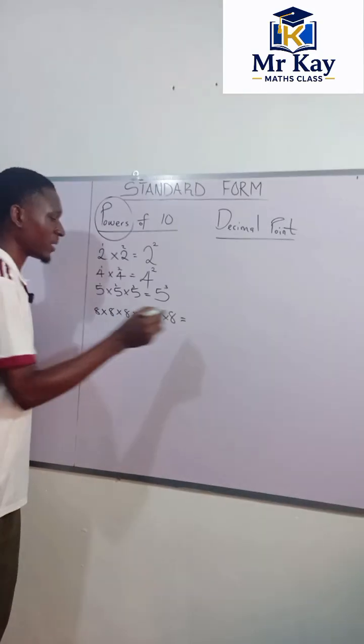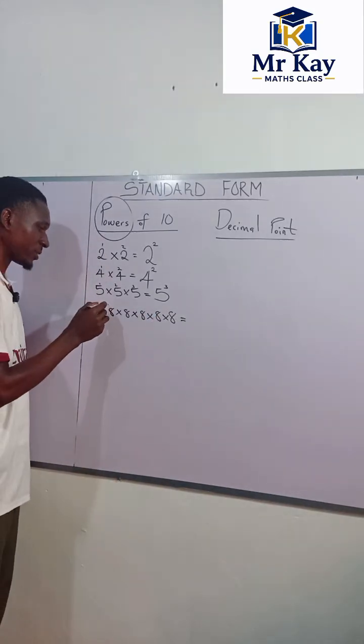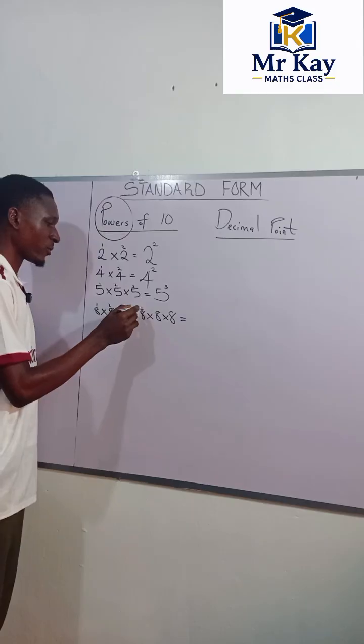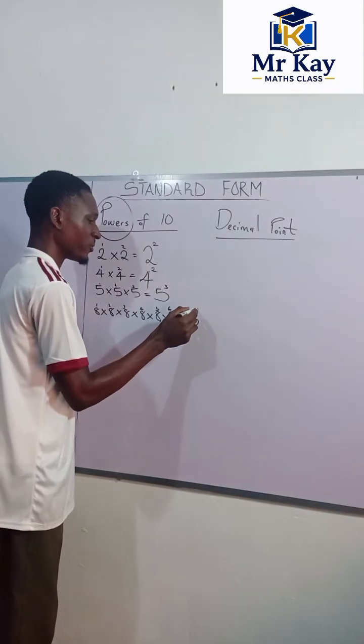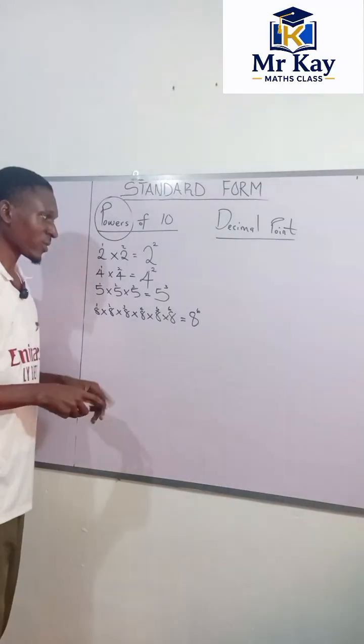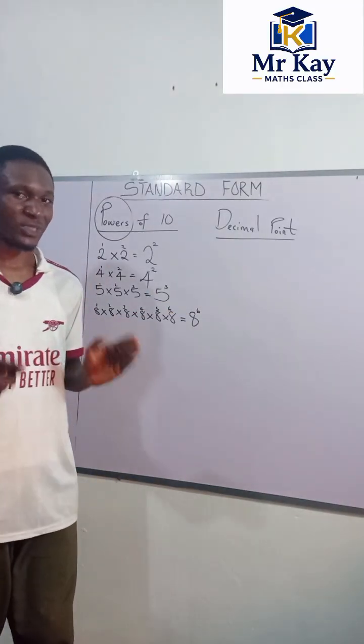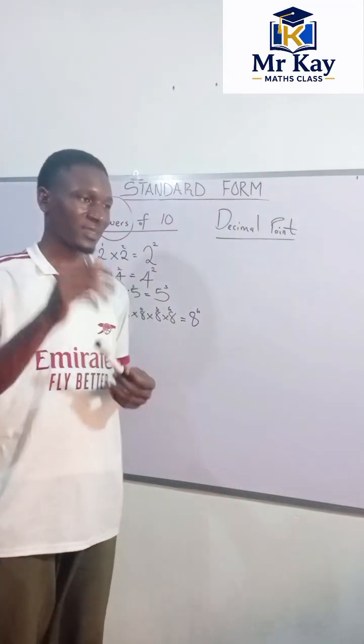How many times did we multiply 8 by itself? 1, 2, 3, 4, 5, 6. Therefore, we say this is 8 raised to the power of 6. Raised to the power of 6. That means we have multiplied 8 by itself 6 times.